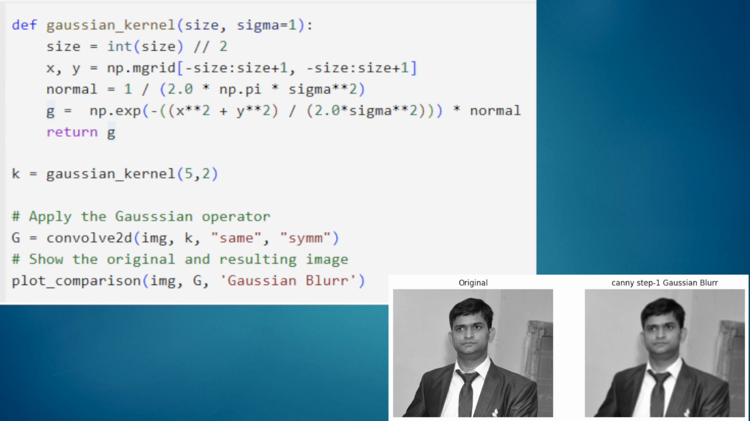At last you can compare the original image and the resultant image. Here you can see that after this first step, applying the Gaussian blur, the image on the right side is better as compared to the original image.